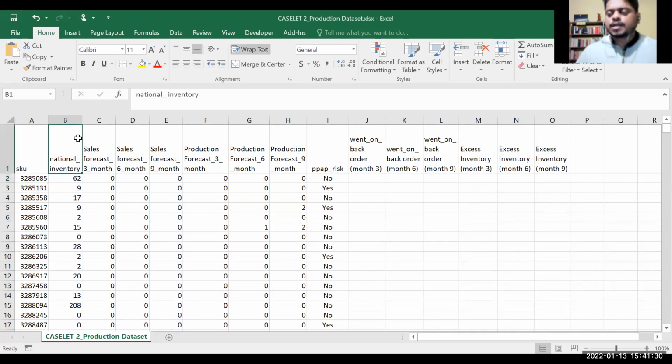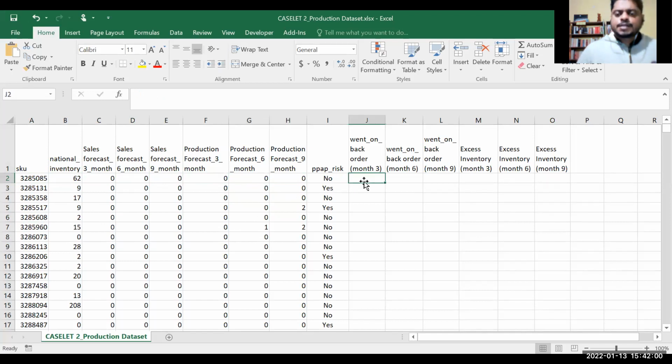So this is the total national inventory for that item which is available in the database, right? So that means for this SKU, I have 62 quantity of inventory. I do not have the price data, or the data on what cost or what price I'm selling at. That is a different analytics. What I want to understand is, I have a sales forecast for the next 3 months, 6 months, and 9 months. And also I have a production forecast for 3 months, 6 months, 9 months, right?